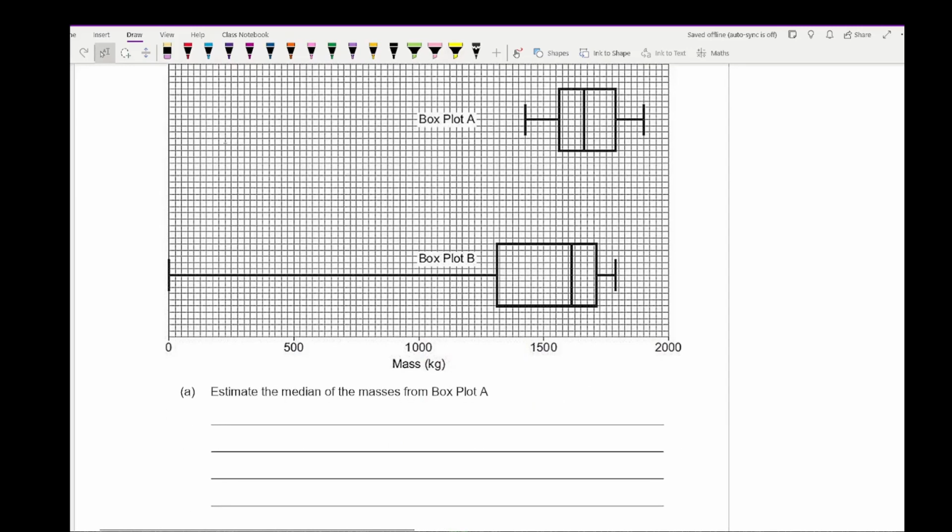And the question is asking us to estimate the median of the masses of plot A. So for this, all we need to do, looking at box plot A, is decide what that number is going to be. The correct answers they would accept is any answer between 1,650 and 1,675. But again, it's really important you don't give a range, you give an answer. So I would go for halfway. So I'll go for 1662.5 kilograms. But any number between those two numbers stated here, remembering to state your units, would be absolutely fine.